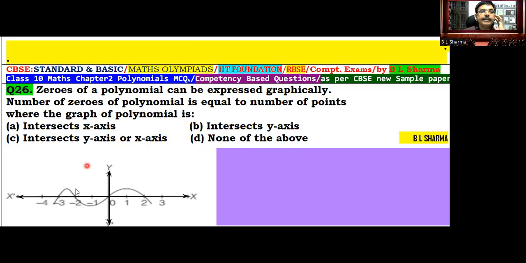Let's take an example. This is the x-axis and this is our y-axis. We have to see at how many places, see, 1 point, 2 points, 3 points and 4 points, the graph intersects or joins the x-axis. That is the number of zeros. Here it is not the y-axis, it is only the x-axis. So the number of zeros will be the number of points where the graph intersects the x-axis. Wherever it intersects the x-axis, that many places is the number of zeros. So intersect x-axis is the correct option here. Very simple and very important question.